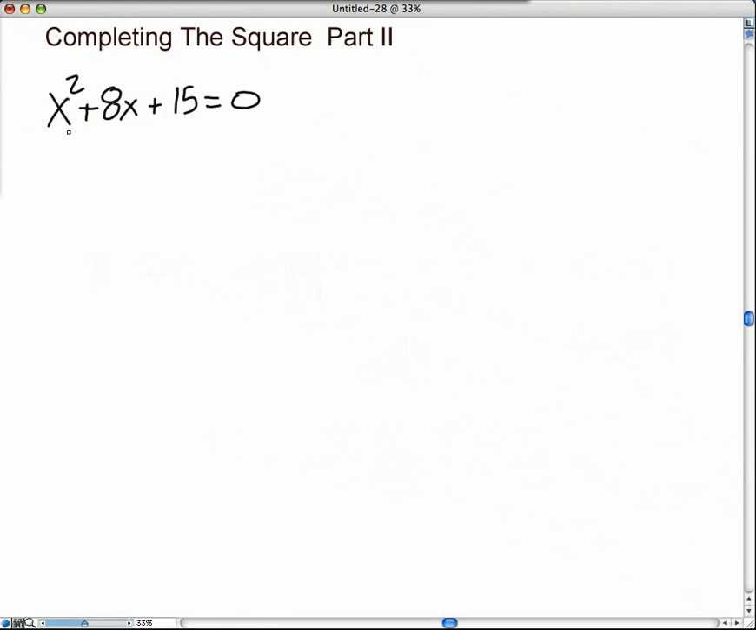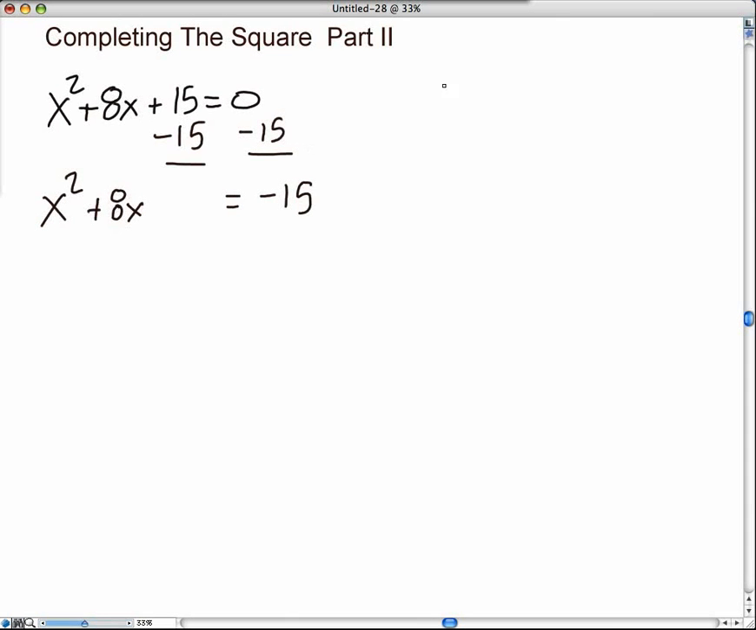First thing you want to do is make sure you align the equation this way. The x squared term, the x term, the constant, the equals, and the 0. So the first thing we want to do is subtract 15 on both sides. Okay, and that gives you x squared plus 8x, I'm going to leave a blank space right here, equals negative 15. So that's the first step.